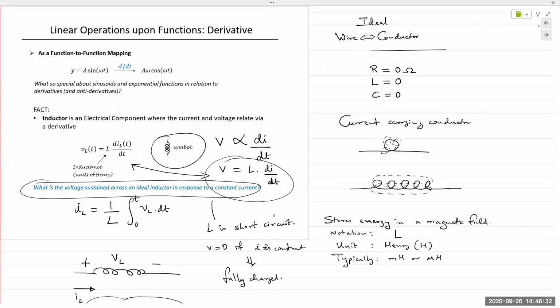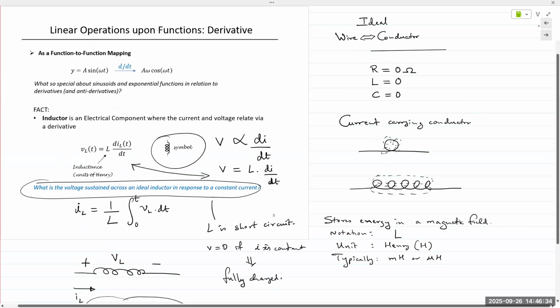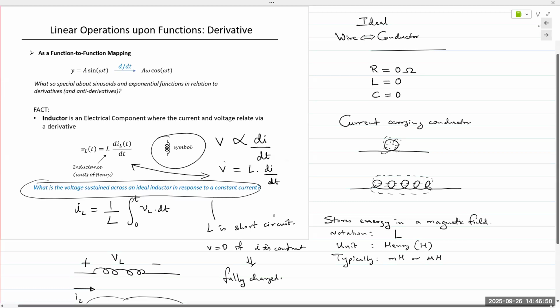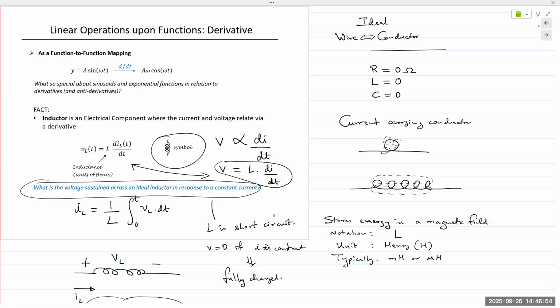So the primary mathematical relationship is that the voltage across the inductor is directly proportional to the derivative of the current. So V is directly proportional to di over dt. The constant of proportionality is L, the inductance. And so we get this equation right here: V equals L di over dt. That is the primary VI equation for an inductor.